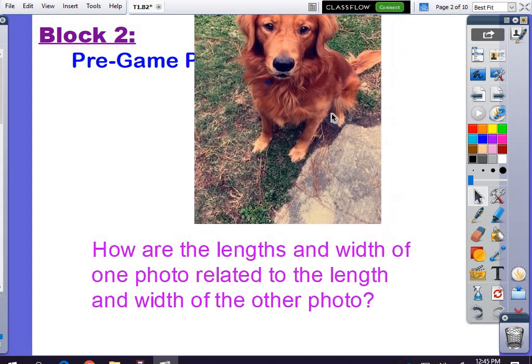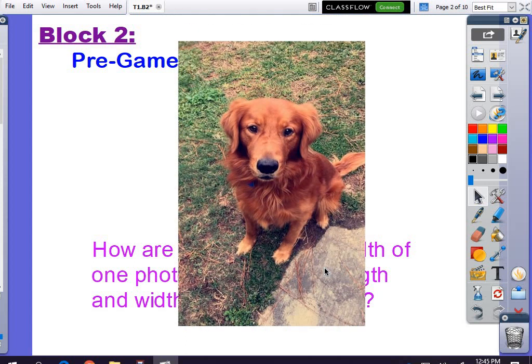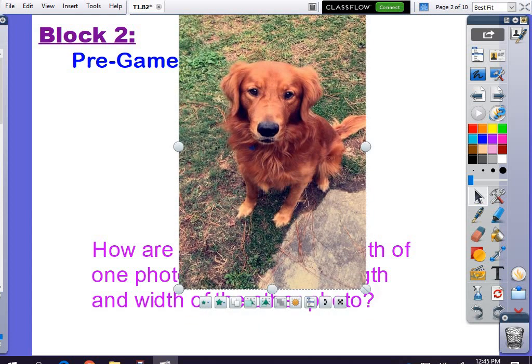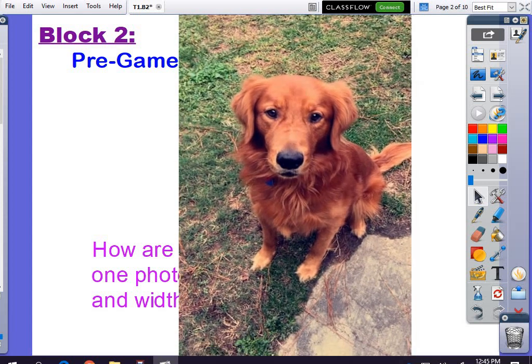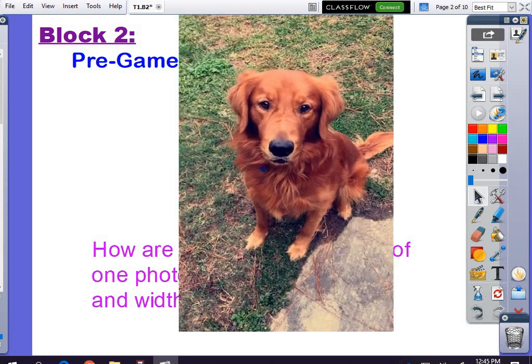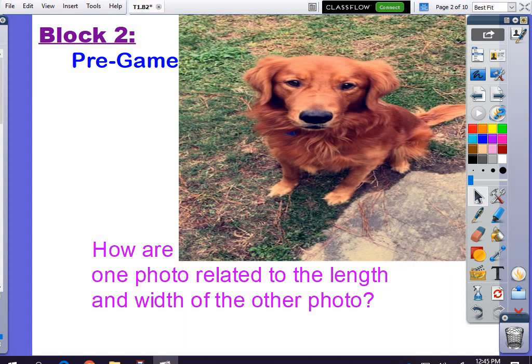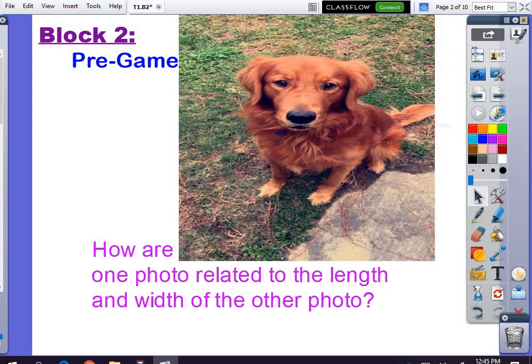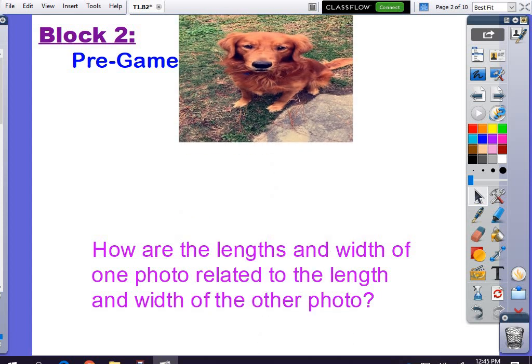So, how are the lengths and the widths of one photo related to the length and the width of the other photo? They are proportional. You know when you're cropping pictures and you can drag from a corner? That keeps things proportional. But when you start dragging from one edge, is it proportional anymore? No.